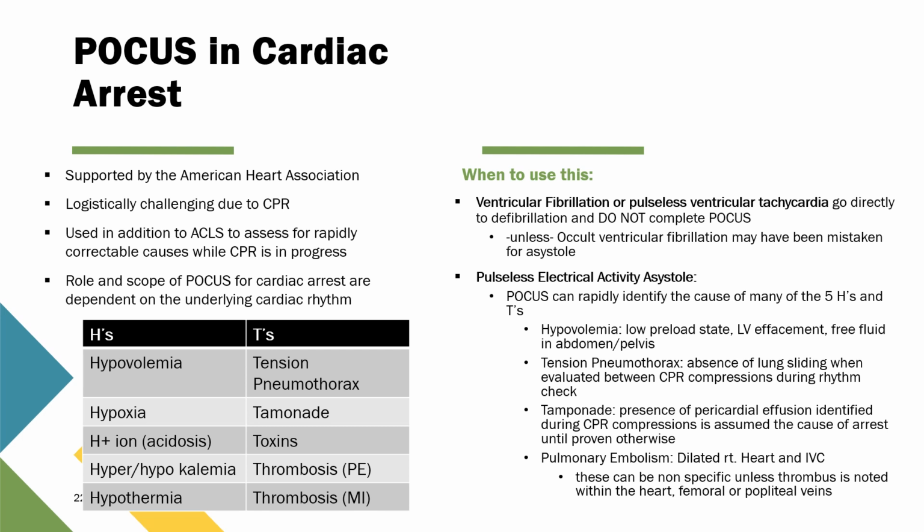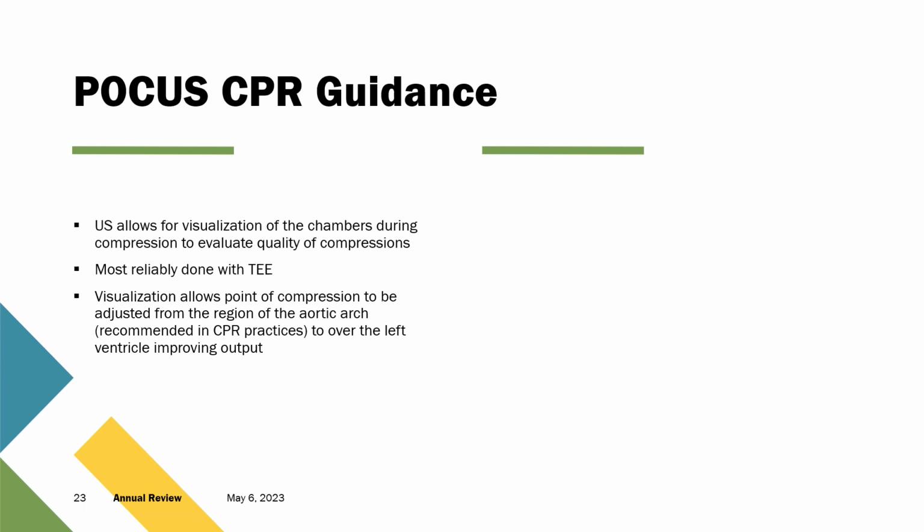And then if there's pulseless electrical activity and asystole, then we can utilize point-of-care ultrasound to identify the cause of the 5 H's and the 5 T's. If we're seeing hypovolemia, we can demonstrate that. If there's a tension pneumothorax, we can demonstrate that, tamponade, and pulmonary embolism. So we talked about how these things can be evaluated and how ultrasound can add to the full picture when patients are in these particular situations.